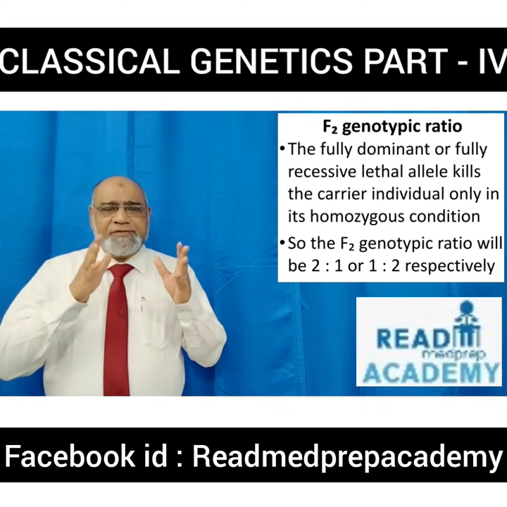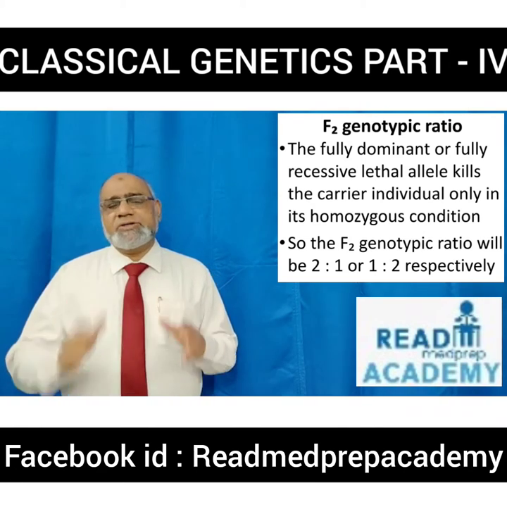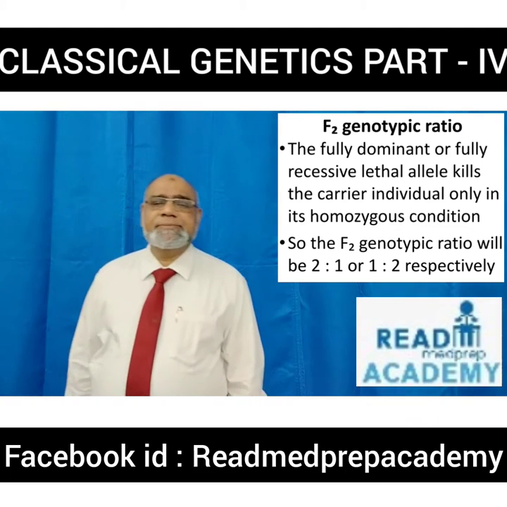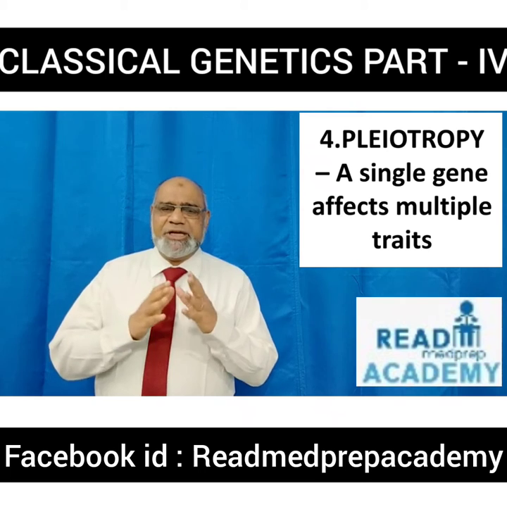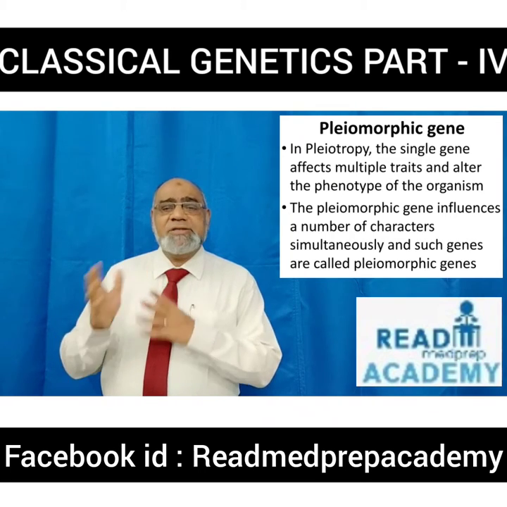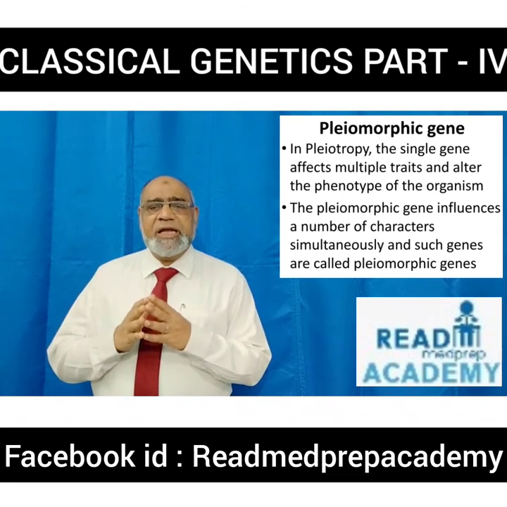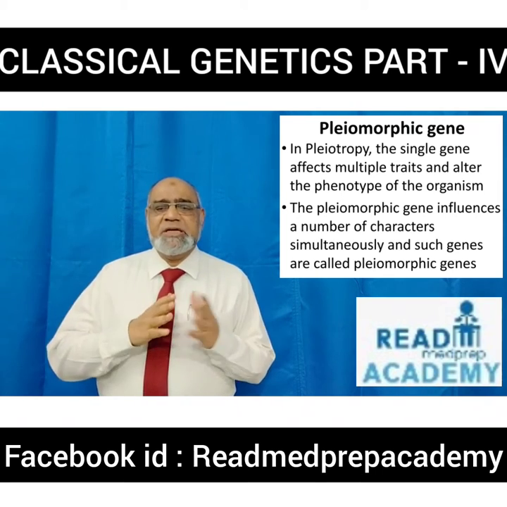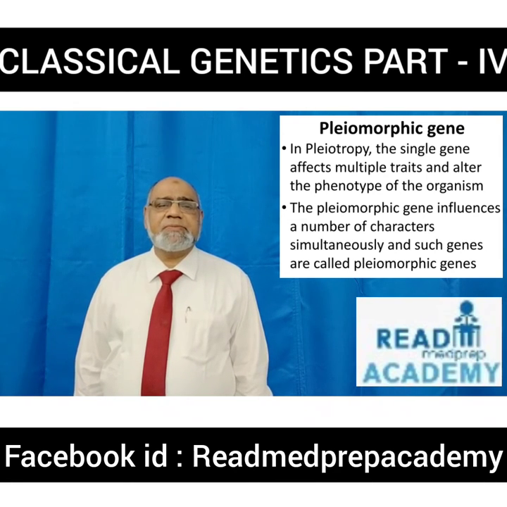So, the F2 genotypic ratio will be 2:1 or 1:2 respectively. Now, what is pleiotropy? It is a single gene that affects multiple traits, and this alters the phenotype of the organism. The pleiotropic gene influences a number of characters simultaneously, and such genes are called pleiotropic genes.